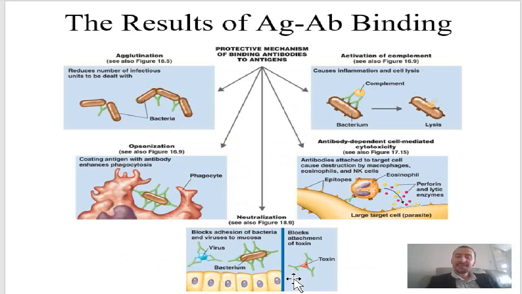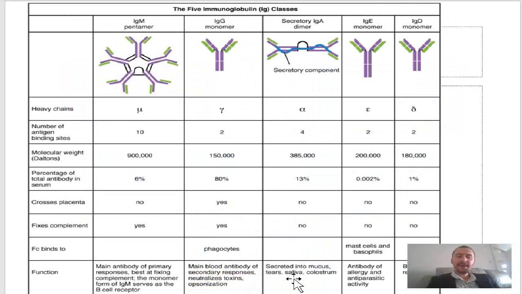This diagram here gives you a summary of the different functions of antibody and how they may contribute to the elimination of a pathogen. And this is a lovely summary table about the different structure and functions of each of the immunoglobulins, in terms of what crosses the placenta, what fixes complement, what binds the Fc receptors, etc.